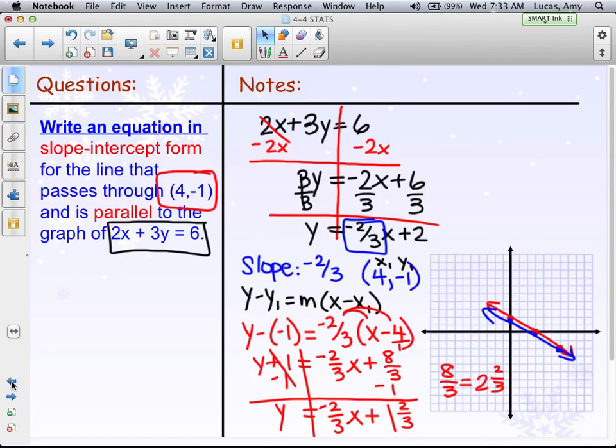On the example before this, (4, -1) is right here. So you can see that that new line did go through (4, -1). I forgot to point that out.